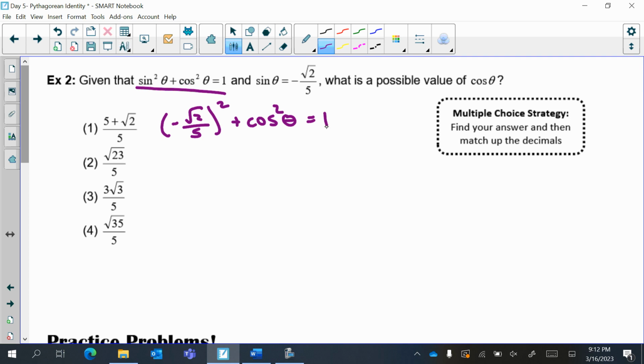We're going to try to do it without it, but it is recommended to use a calculator on your test to double check your work. First of all, if you square a negative, the negative goes away. If you do square root of 2 squared, the radical and the exponent undo each other, and you're just left with 2. And then in the denominator, 5 squared is 25.